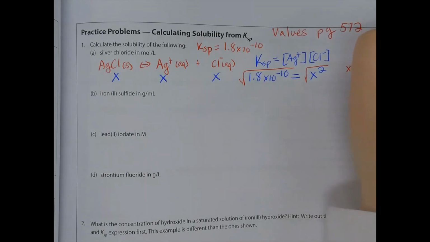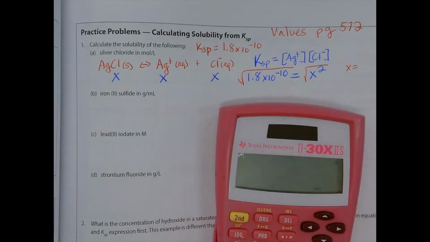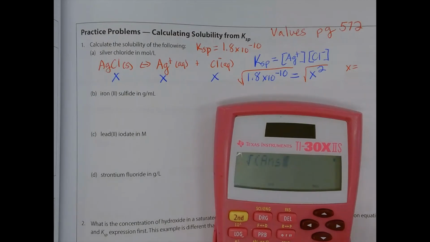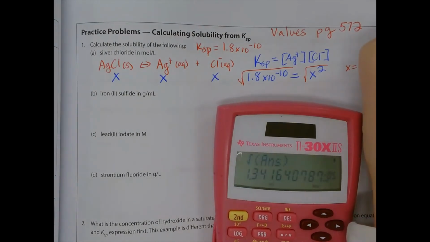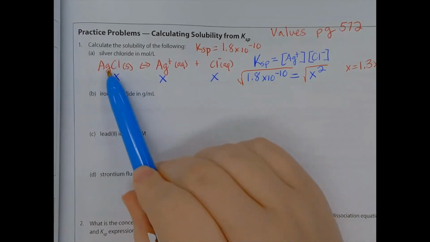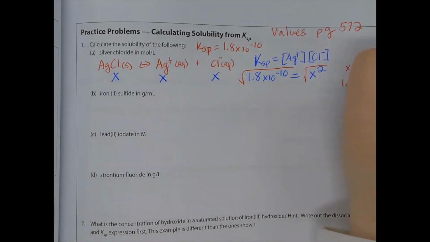So X is going to equal the square root of 1.8 times 10 to the negative 10th. Put that in my calculator, and then take the square root of that number. We get 1.3 times 10 to the negative 5th. So that is our X value. That is the molar solubility of this substance. So 1.3 times 10 to the negative 5th is basically the concentration of AgCl.